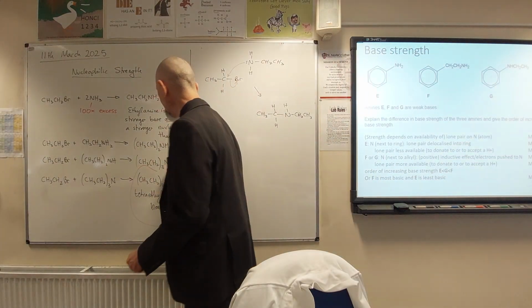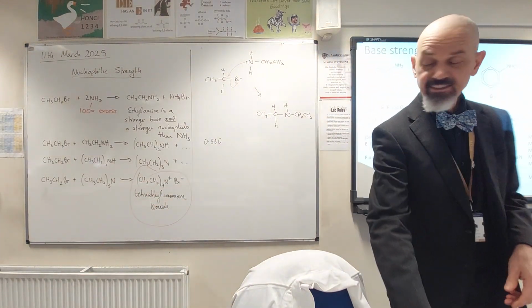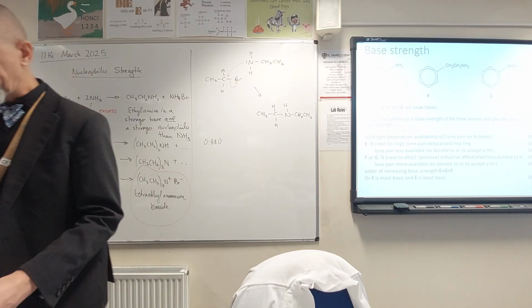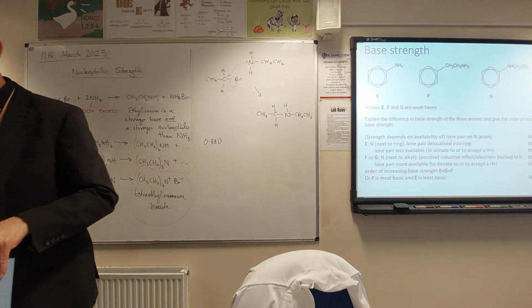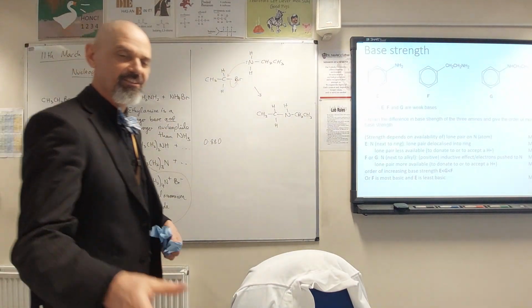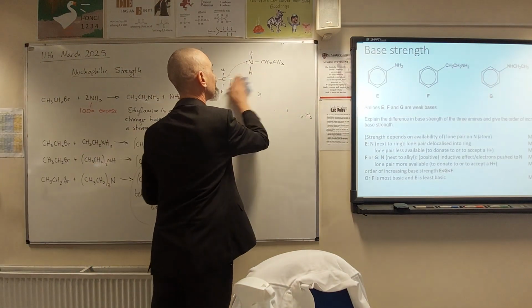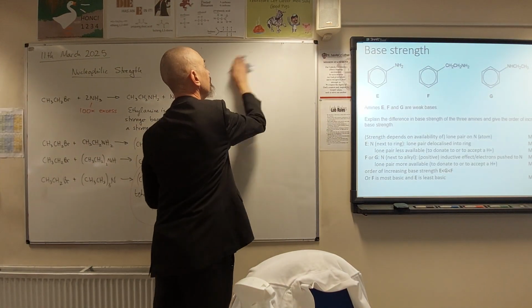There is an advantage in making tetraethyl ammonium bromide. The quaternary ammonium salts. Try saying that when you've got a mouthful of marshmallows. Quaternary ammonium salts are useful.